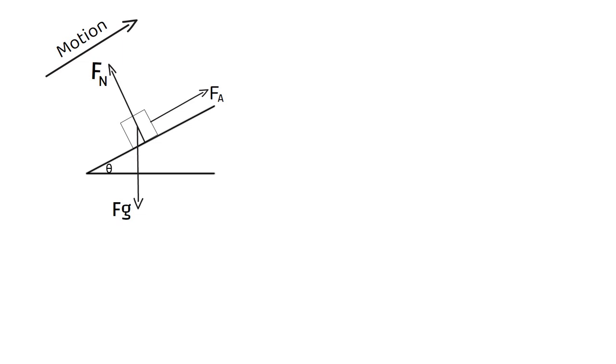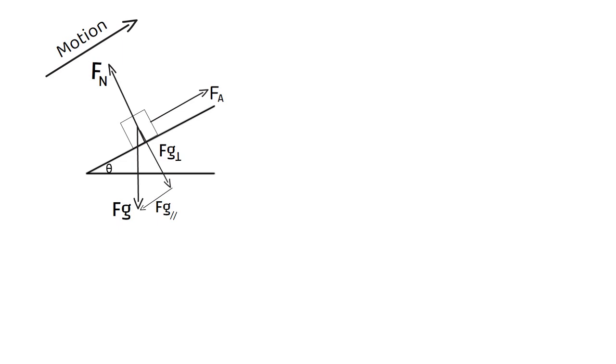Now we know that FG has components on an inclined plane. FG has two components: the component perpendicular to the surface, and the component parallel to the surface, FG parallel. Theta is the angle of inclination, and it will be the theta inside that triangle.